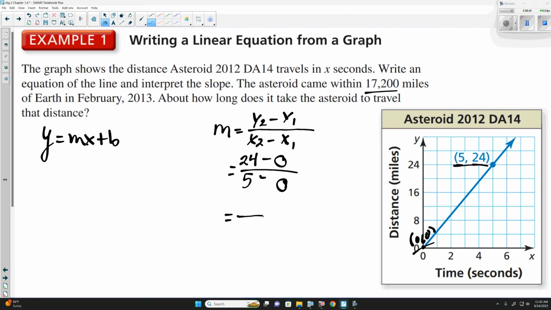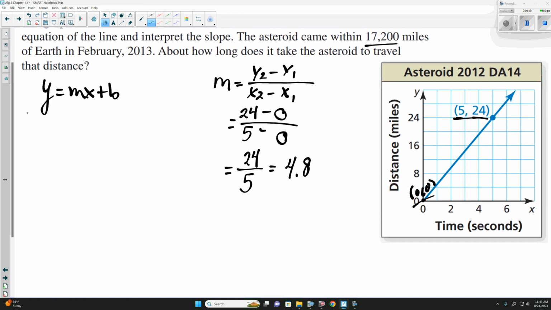Well, 24 minus 0 is 24. And 5 minus 0 is 5, so the slope is 24 over 5. If we converted this to a decimal, it would be 4.8. So now there's two ways we can describe this slope. One of them is by the 24 over 5, and the other is by 4.8.